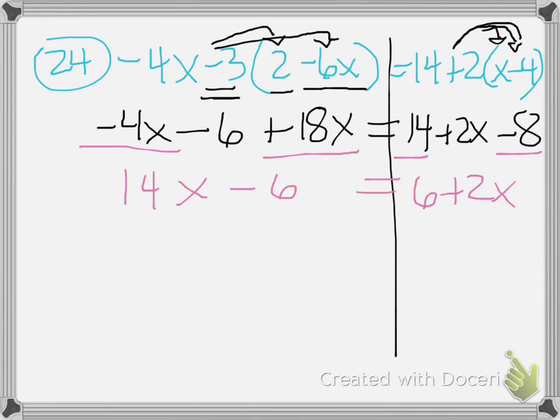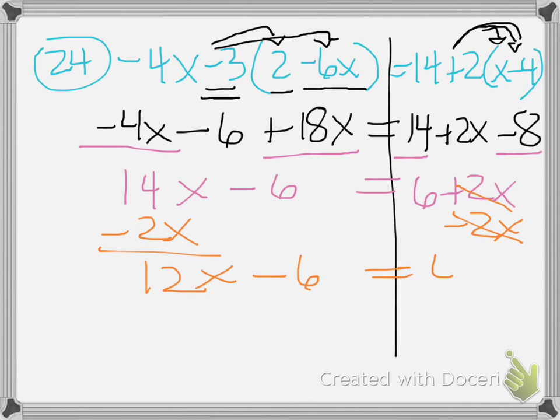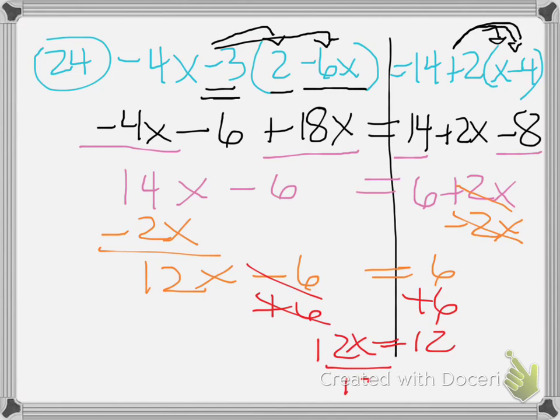Now we're going to move the smaller variable, and that would be the 2x. I'm going to say minus 2x, and then minus 2x under my 14x, which will give me 12x. So I have 12x minus 6 equals 6. So my next step is to add my 6 to both sides, and that gives me 12x equals 12. Then if we divide both sides by 12, I end up with x equals 1.